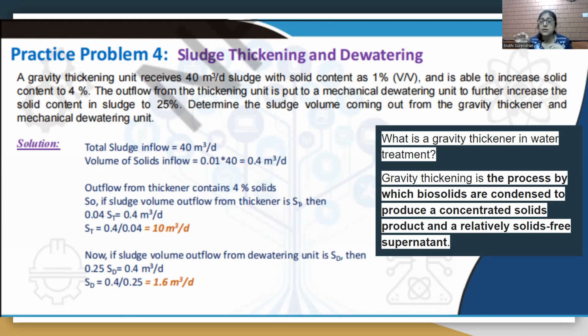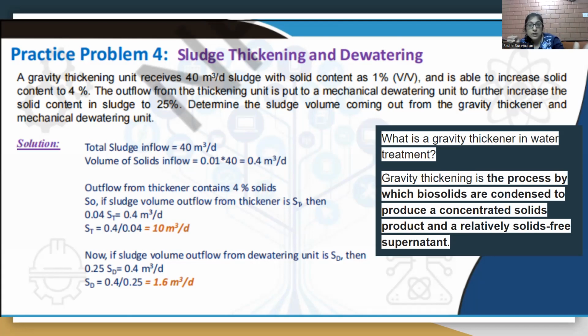So 1% of the inflow that is coming has 1% of solid content in it, which is expressed as the volume of the solid to the volume of the sludge. Now, once it enters this gravity thickening unit, it is able to increase the solid content to 4%. That is, they are going to concentrate all the solid in it, and the solid content is increasing to 4% of volume of solids to volume of sludge.